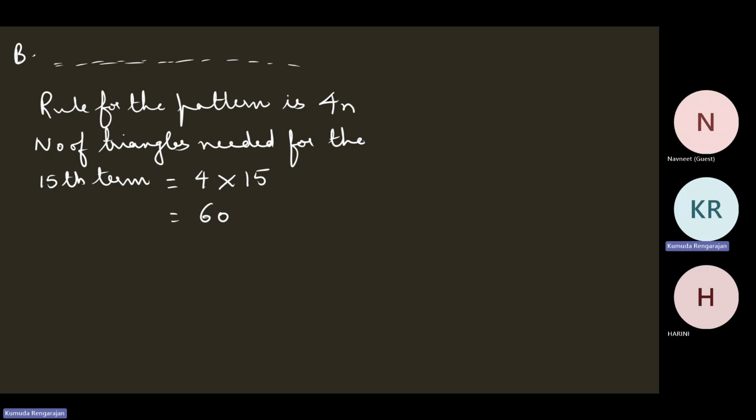So we've answered all the 3 questions. Rule we have written 4N and the number of triangles needed is 4 into 15, 60. Very good.